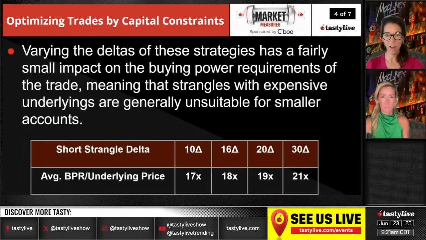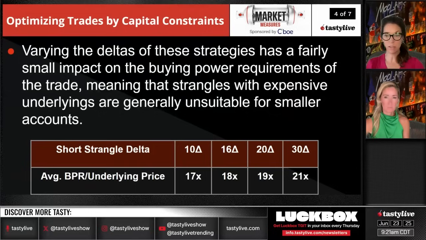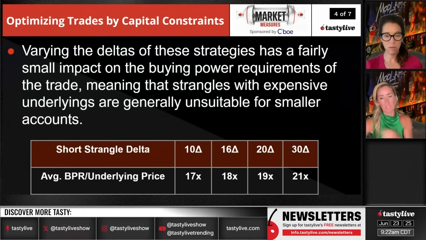Varying the deltas of these strategies has a fairly small impact on the buying power requirements of the trade, meaning that strangles with expensive underlyings are generally unsuitable for smaller accounts, because smaller accounts don't want to tie up $12,000 in one strangle. Is this very TP-esque? I remember you've had him on before, and he says just keep bringing it in because your buying power isn't changing that much. 17 times to 21 times is a lot, but it's not that much more.